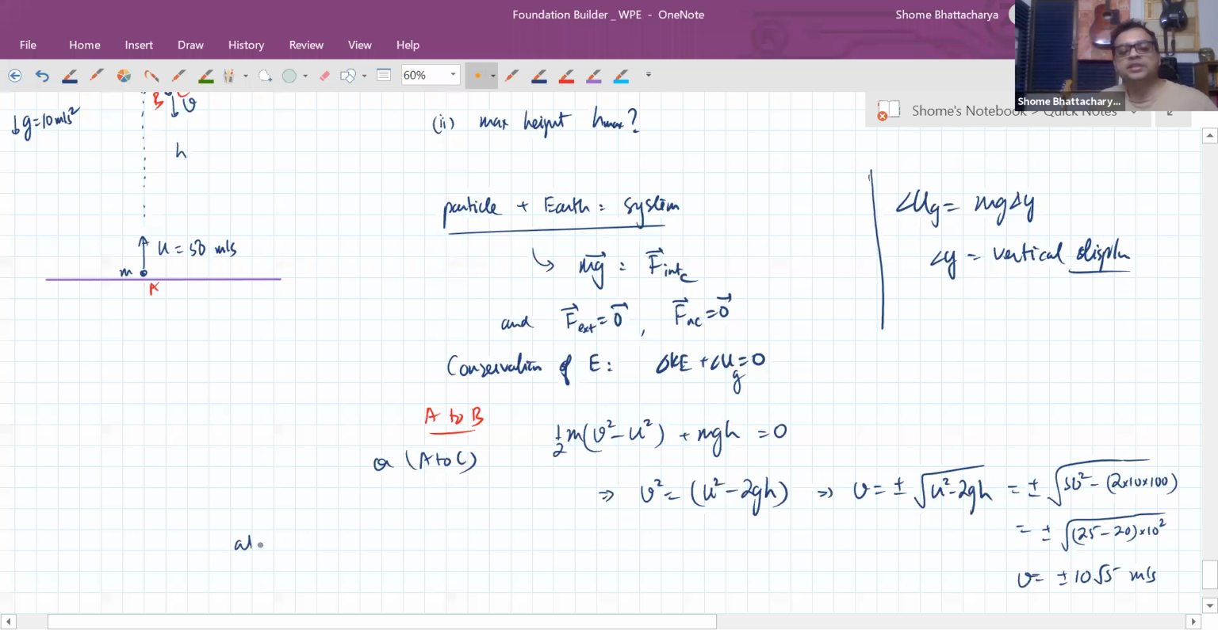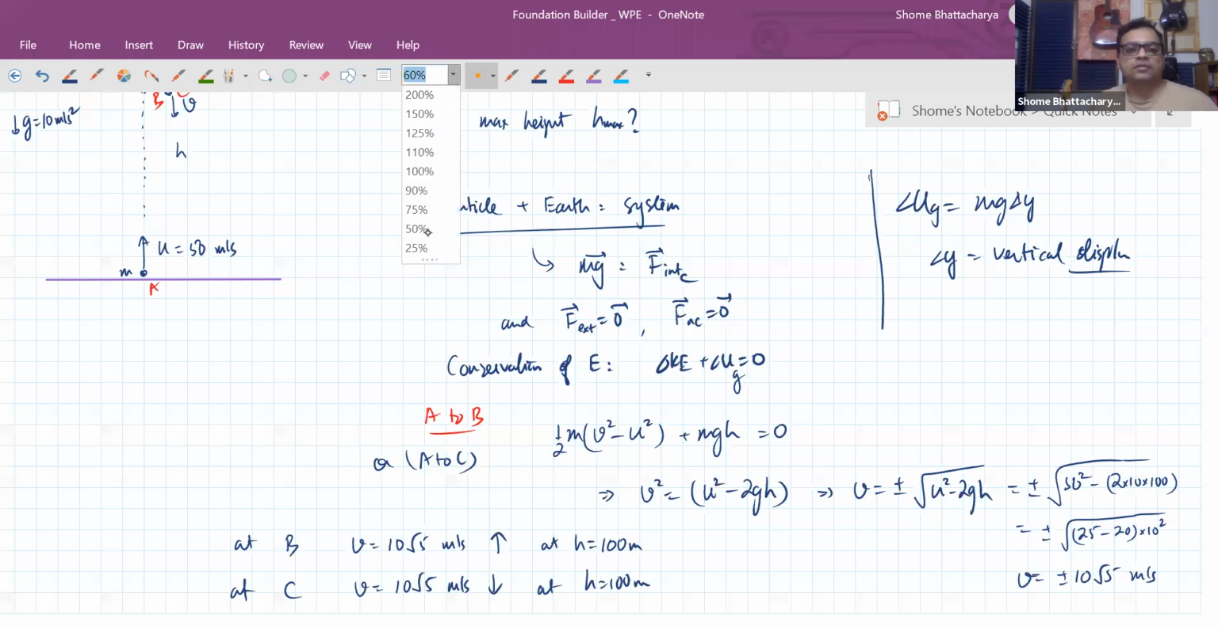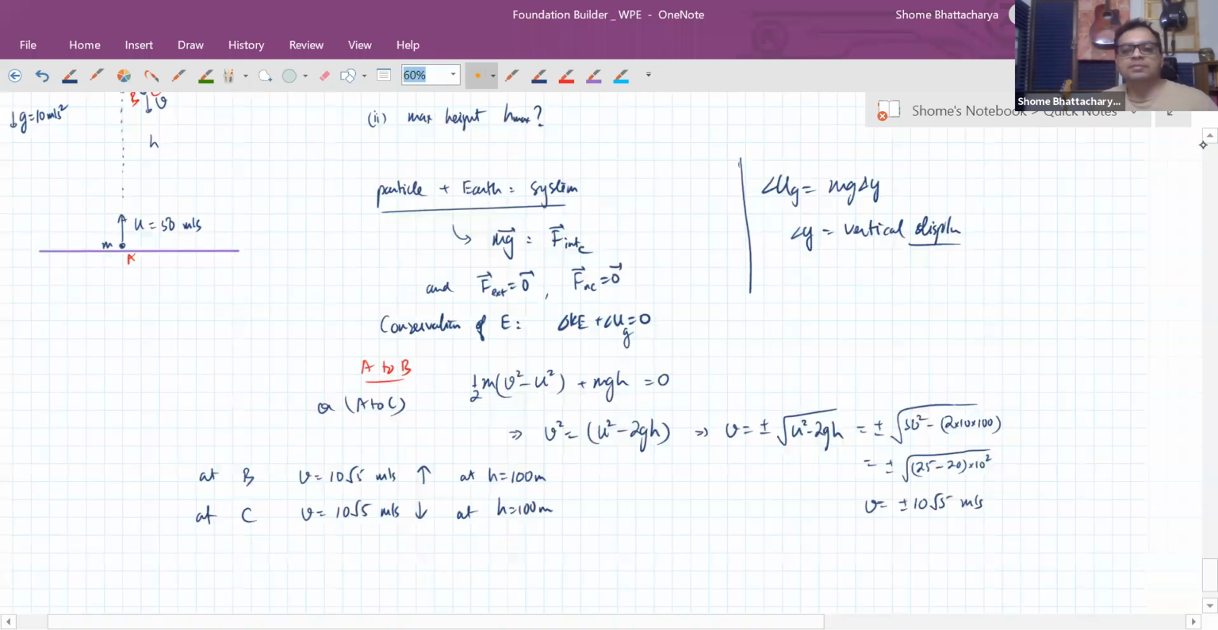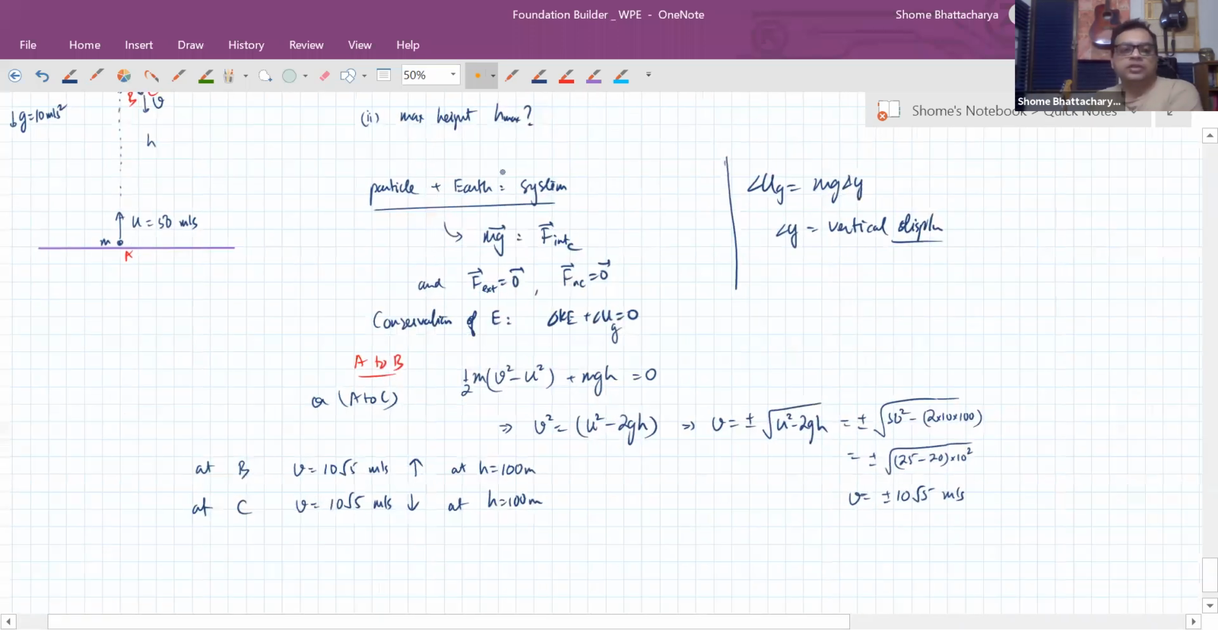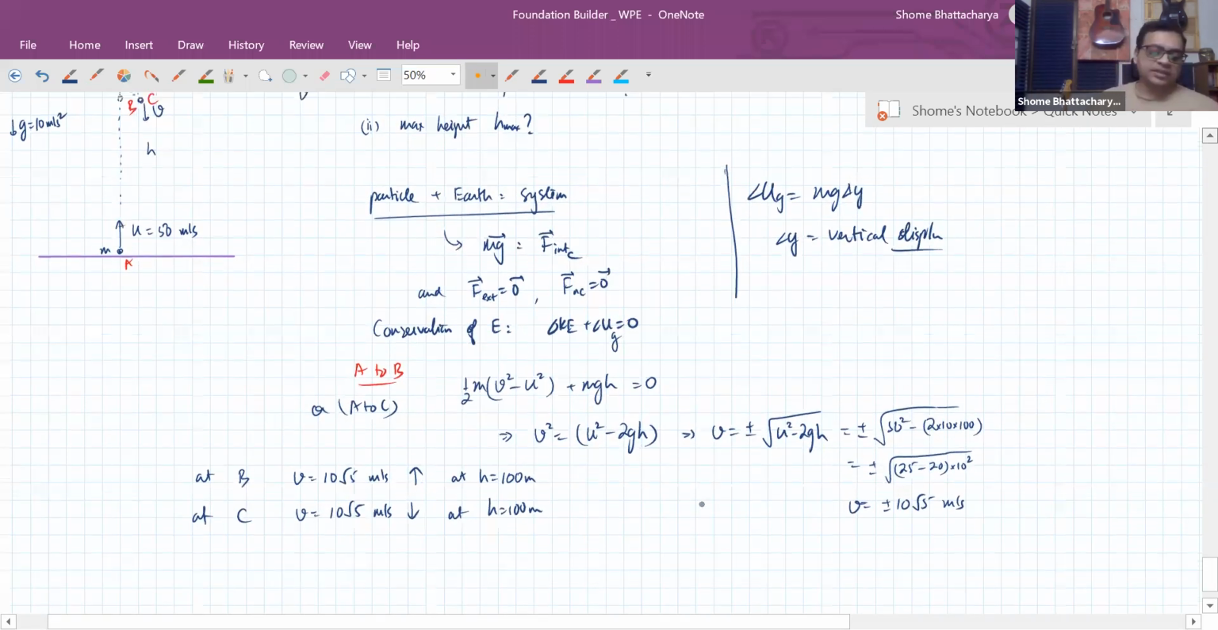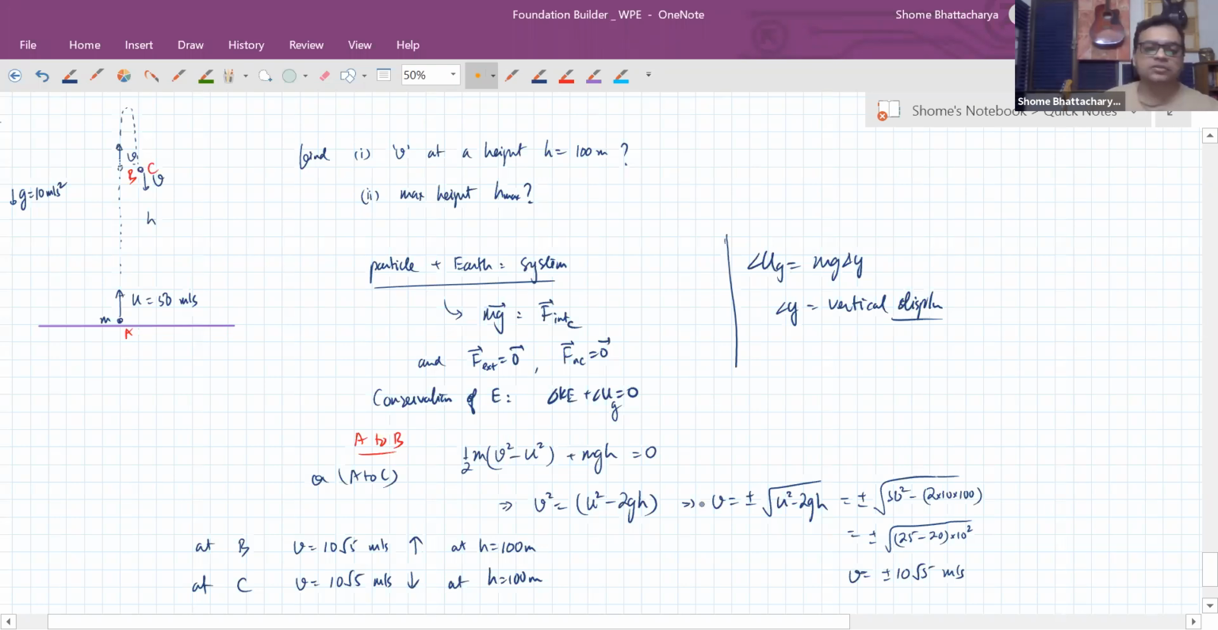Okay. So you can see that at B, the speed will be 10 root 5 meters per second going up, and at C, on its way down, it will be 10 root 5 meters per second coming down, at h equal to 100 meters. Okay, so this is a very simple application of the work energy theorem, where you can just use the single work energy relation instead of getting into kinematics and using the equations of motion along a straight line. You don't have to do that.